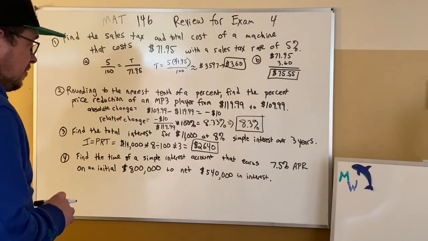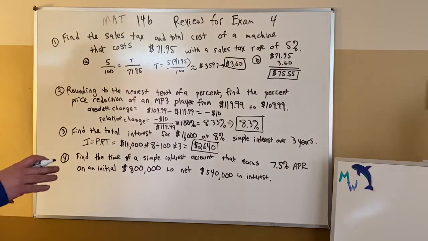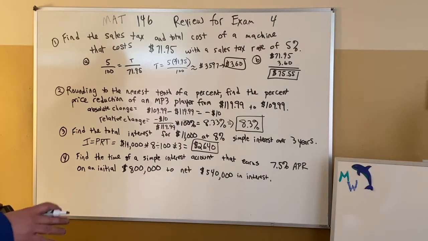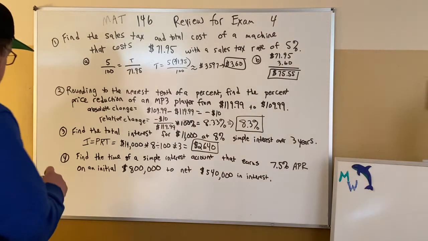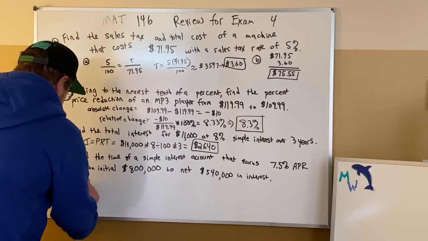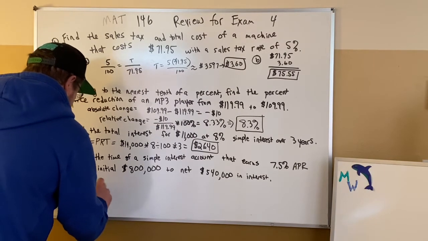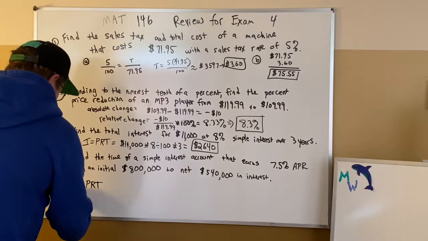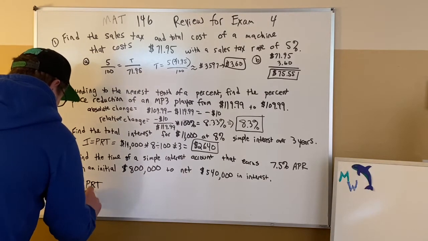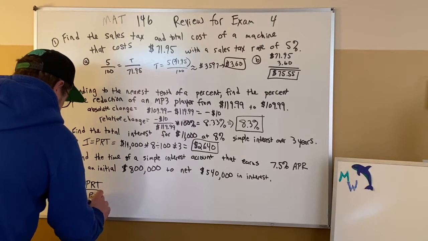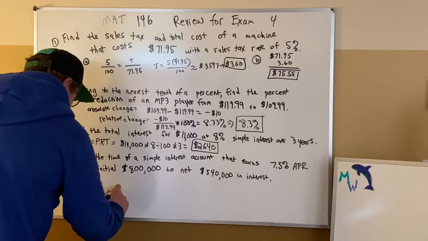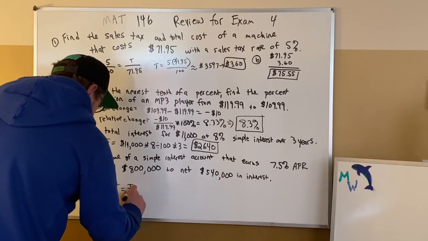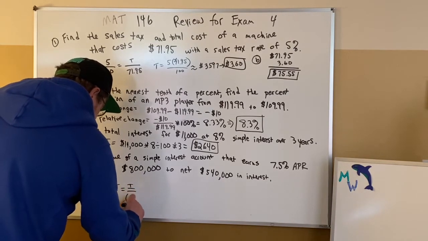Find the time of simple interest account that earns 7.5% as your APR. 800,000 is what you started with, and you wind up with interest of 540,000. So we do have this I equals PRT. They want us to find the time. So we're going to divide each side by P as well as R. Gone and gone. T equals I over P times R.